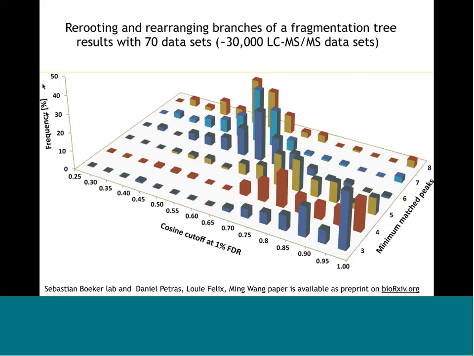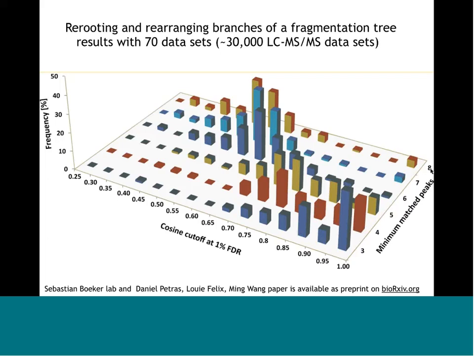So if we look at the frequency here, that's the frequency for a given data set. This is 70 different projects within GMPS that were analyzed. But any given data set, they require different scoring functions to be able to get acceptable false discovery rates.